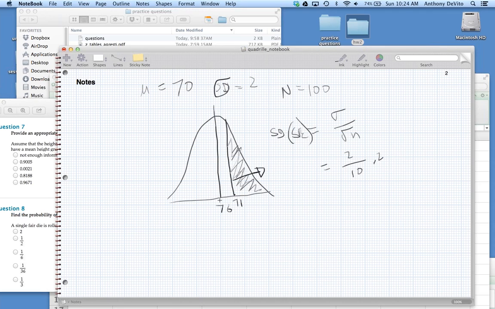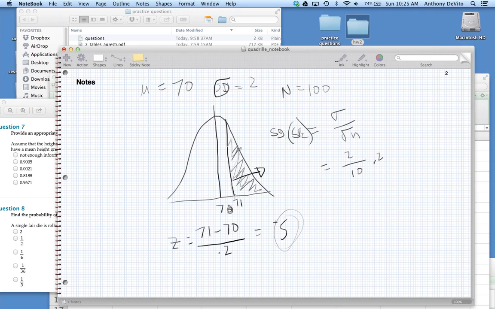So we know that the Z score here, Z is equal to 71 minus 70 over the standard deviation, or standard error in this case, which is 0.2. So that's going to be equal to a Z score of 5. Now that Z score of 5 is a ridiculously large z-score. You won't even find it on your table.